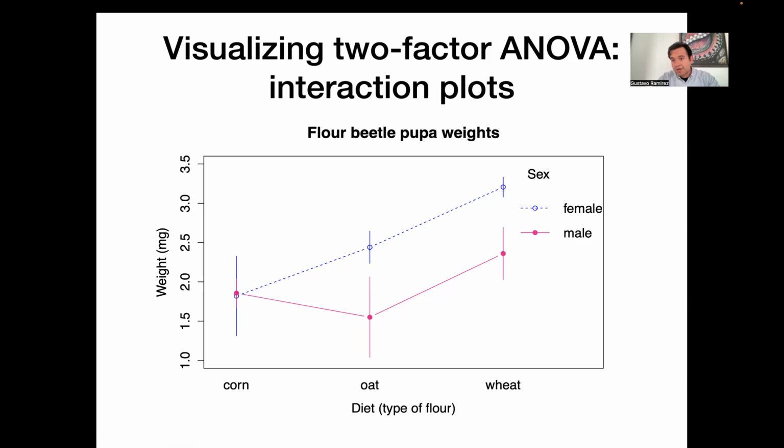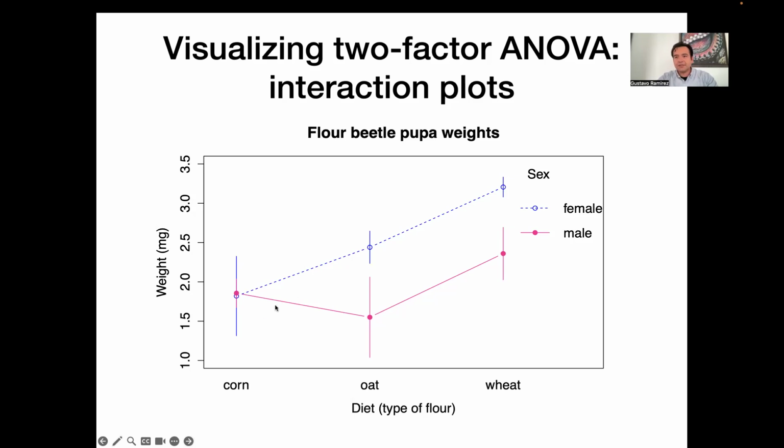As we move across from the level corn to the level oat for diet, we see that the weight for males and females changes. The average weight for the pupa changes, but it's changing in opposite directions. We see that the average weight for the males decreases. Males are in pink here, and then we see that the average weight for the females increases.